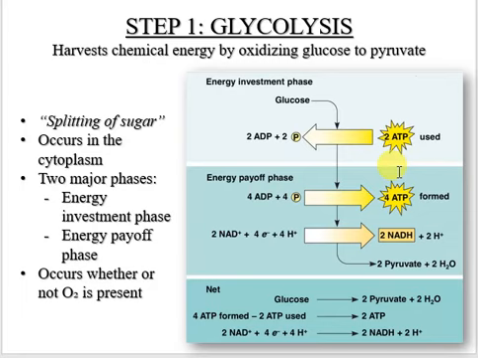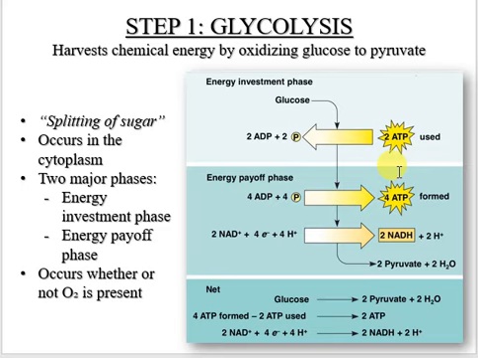So it is seen in both aerobic and anaerobic cellular respiration, as well as fermentation, which is unlike the other processes. The other processes that we'll talk about for cell respiration require oxygen. But whether it's aerobic or anaerobic, you can have glycolysis occur because it does not require oxygen.